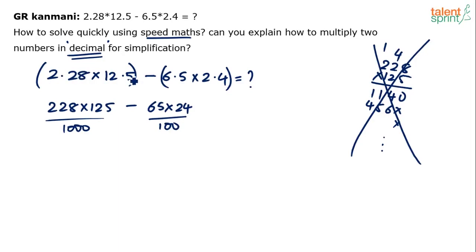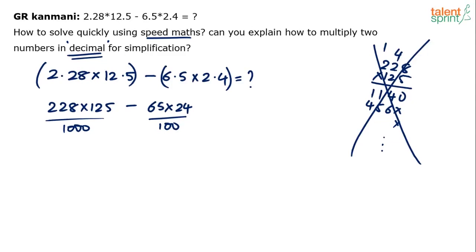See, 12.5 means what? I can say 125 by 10. This can be taken as 125 by 10, and this can be taken as 228 by 100. So multiplied together gives 1000. 6.5 is 65 by 10, and 2.4 is 24 by 10. So 65 by 10 into 24 by 10 becomes 65 into 24 by 100. So it's simple. What's the best way to multiply numbers involving decimals? Forget about decimals. How does it matter?